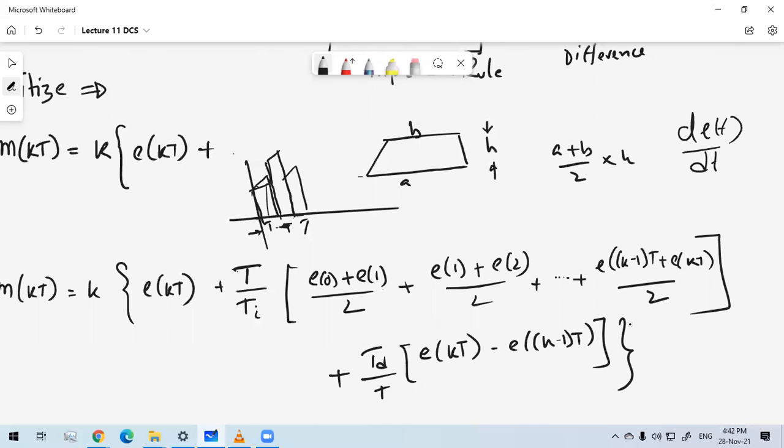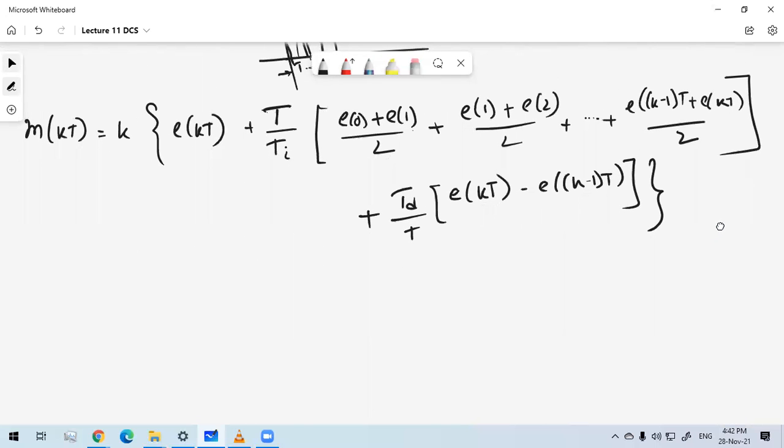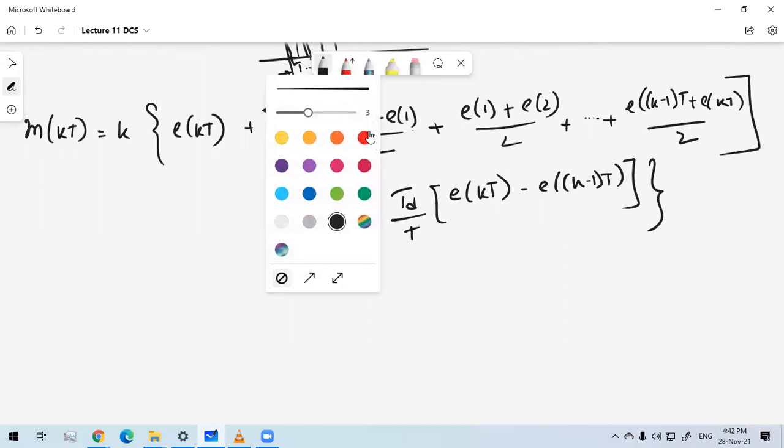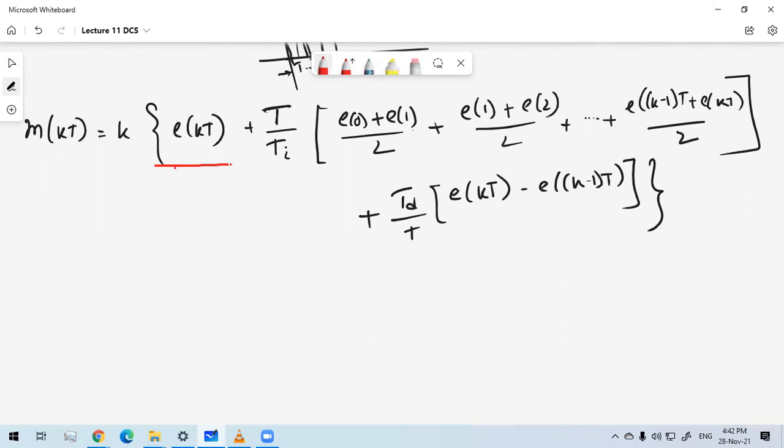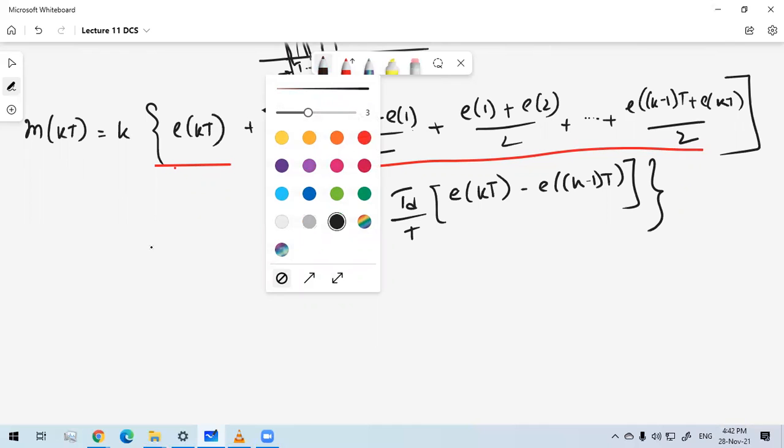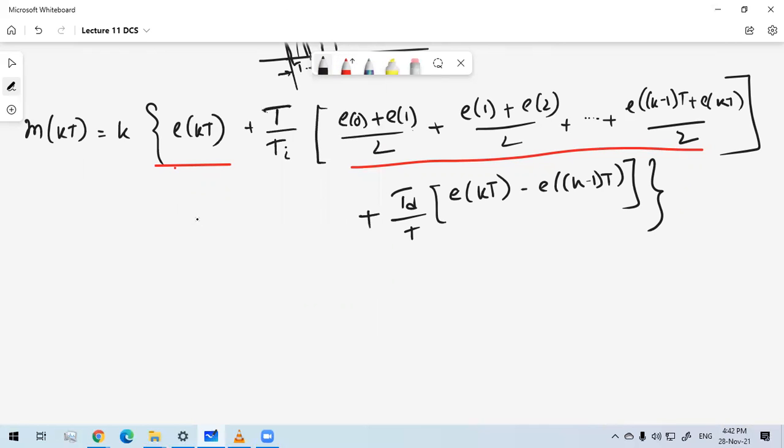Now, how can we simplify this one? The first portion is not bothering us. It's just as it is. The third one will also not bother us that much. But how to represent the middle one? This is what we have to figure out. For that, we're just assuming that the middle one, the integral part, can also be written as a summation.